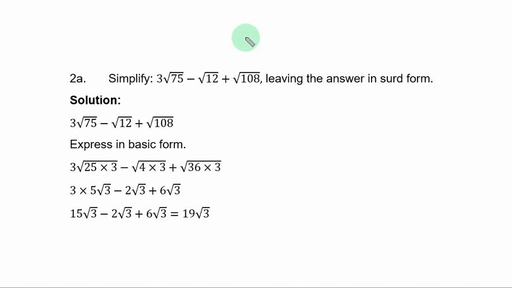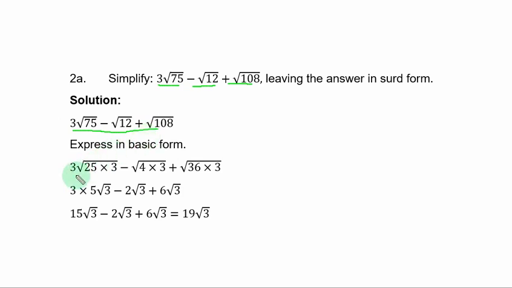Question 2a. Simplify 3 root 75 minus root 12 plus root 108, leaving the answer in surd form. This is the given problem. You need to express each number there in its simplest form. In that form, you simply look for the factor of each number that is a perfect square.